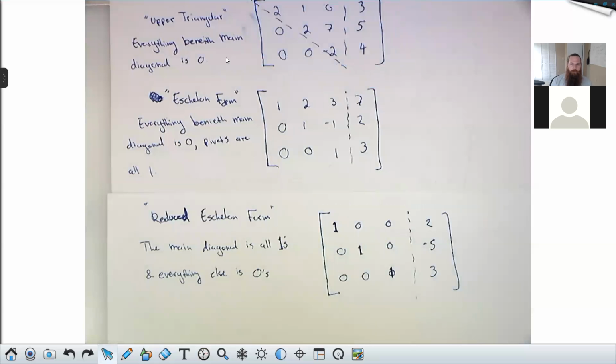Upper triangular gets the job done. Reduced echelon form gets the job done a little bit faster, a little bit more efficiently, because you can just straight up read off your solution as x equals 2, y equals negative 5, and z equals 3 without ever writing a system of equations back down. But the row operations you need to do to get to this is more than the row operations you need to do to get to that. So you won't see me going all the way to reduced echelon form on examples in class.